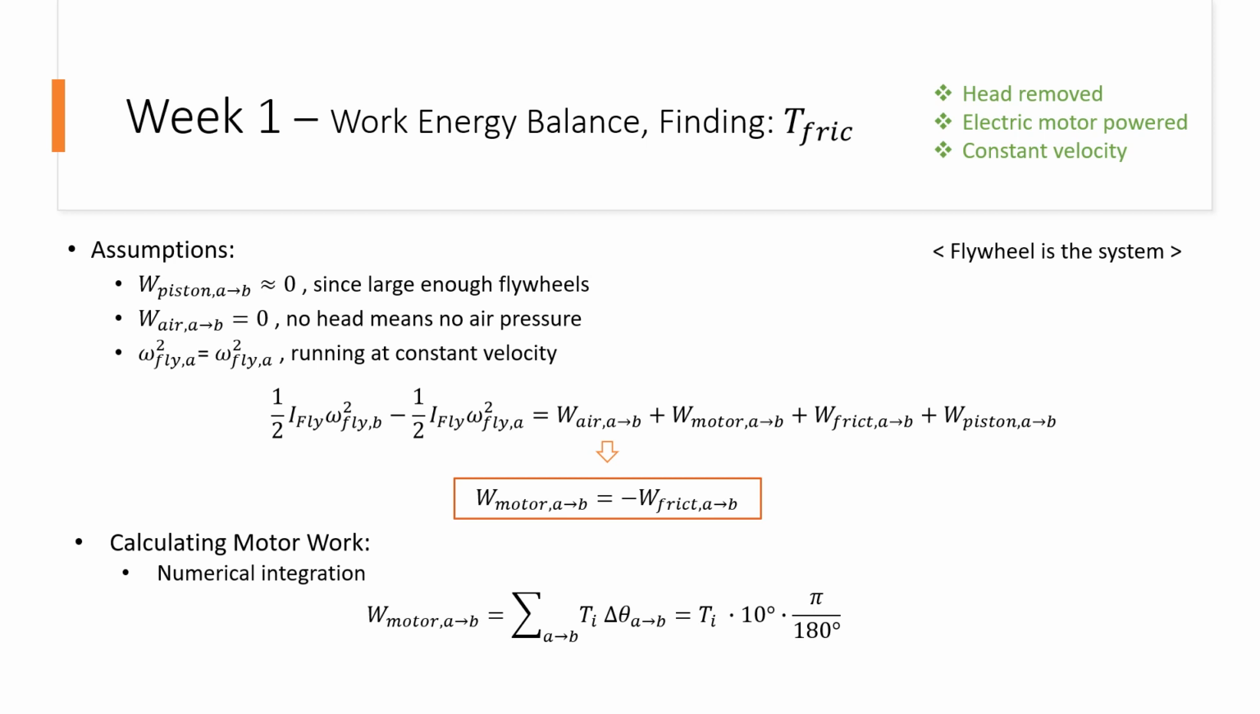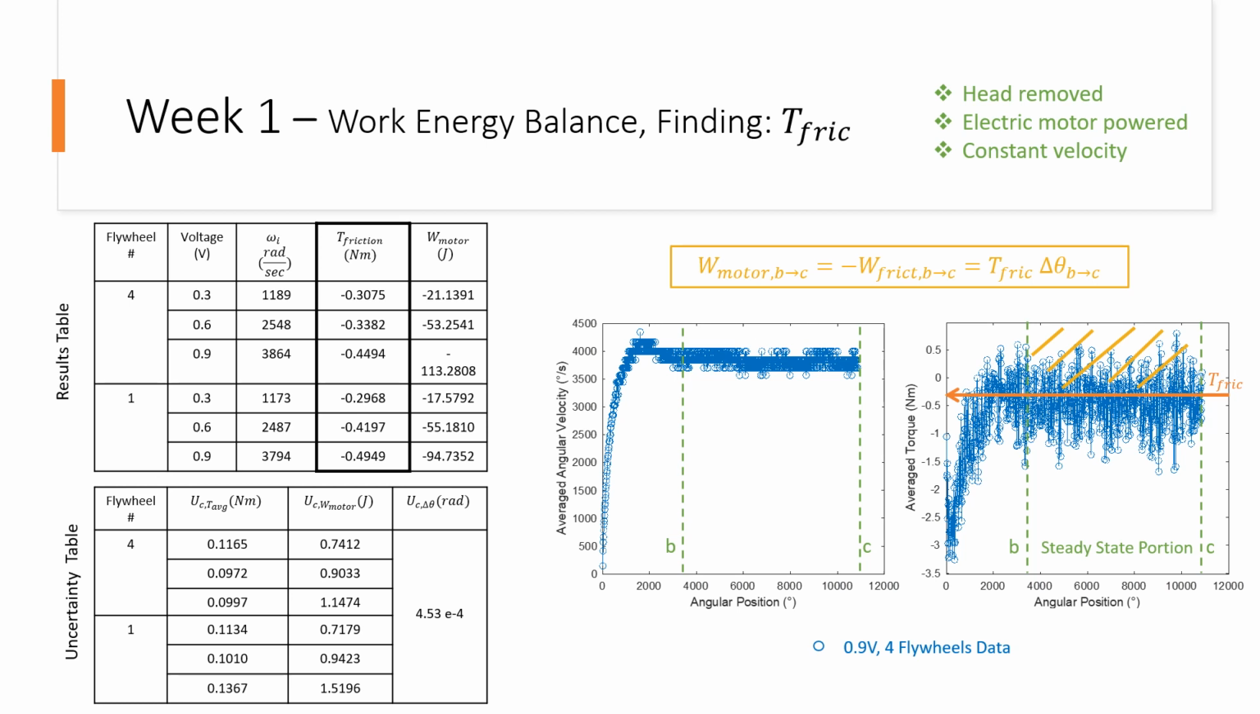In the modeling equation, the work done by the motor and the work done by friction are opposite and cancel each other out. To calculate the work done by the motor, we used numerical integration. To calculate the torque friction, we divided the data into two parts: the section from A to B, and the steady state portion from B to C, considering only the part where the system was at a constant velocity. Using the midpoint rule, we calculated the work done by the motor from the data obtained.